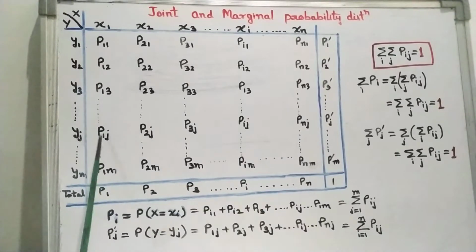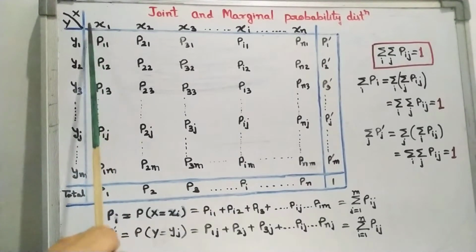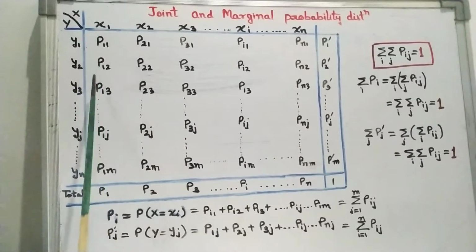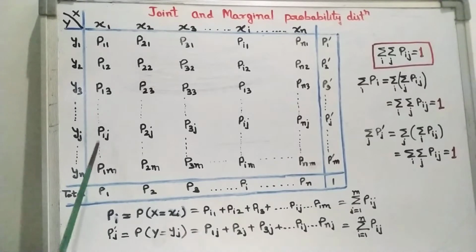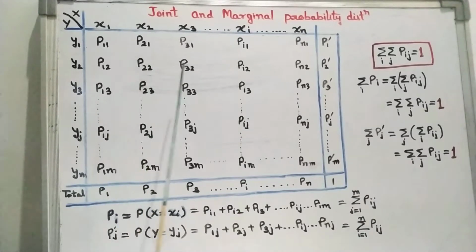So that means the probability of x1 is distributed in this way. That means it is marginally distributed. So we get the probability p1. That means when we add all this, we will get the probability p1. Similarly, we complete this table.